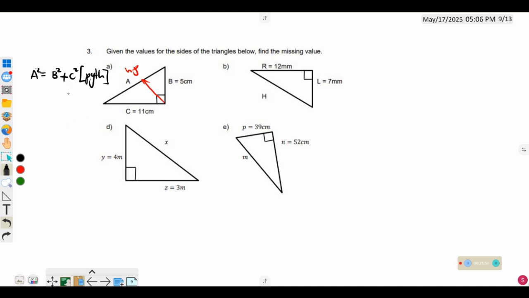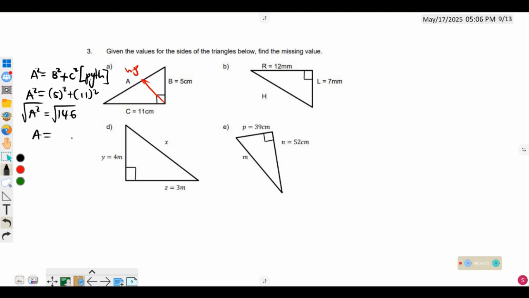State your reason. So we don't have A squared, but we do have B. B is 5, so that's 5 squared plus C, which is 11 squared. So A squared is equal to 5 squared plus 11 squared, so that's 146. But remember, we're looking for A, so square root both sides.